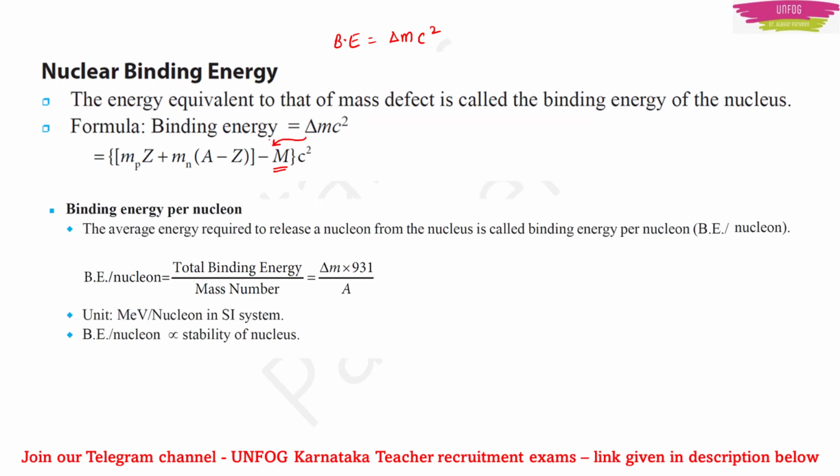But if I want to find the binding energy per nucleon, for one nucleon how much binding energy is there? Means the average energy required to release one nucleon from the nucleus. I want to remove that nucleon from the nucleus. How much average energy is required? That is your binding energy per nucleon. So this one will be equal to total binding energy upon mass number. See, binding energy per nucleon will be equal to total binding energy upon mass number.